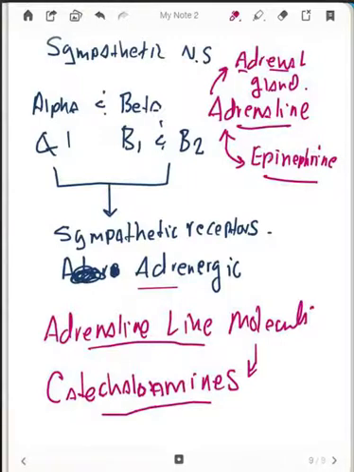Now, sympathetic nerves can also produce epinephrine or adrenaline. So epinephrine is both a neurotransmitter and a catecholamine. But when epinephrine activates alpha and beta receptors, I get that sympathetic response. I know it's kind of confusing and there's a lot of different terminology there. And molecules that are chemically similar to adrenaline or epinephrine are called catecholamines.